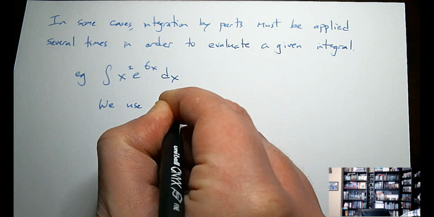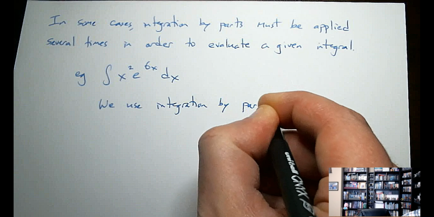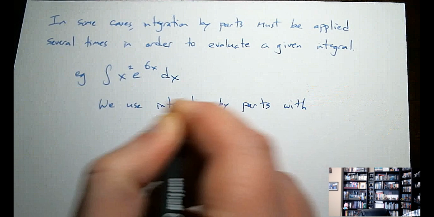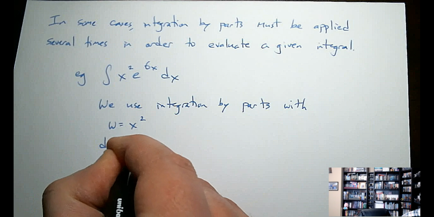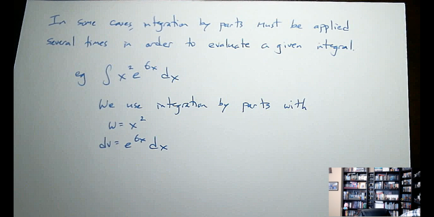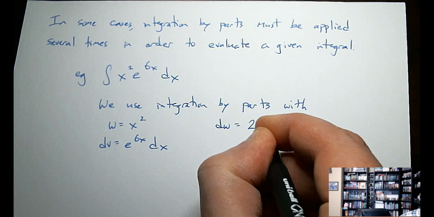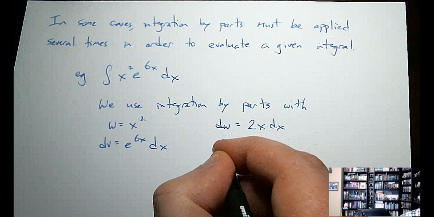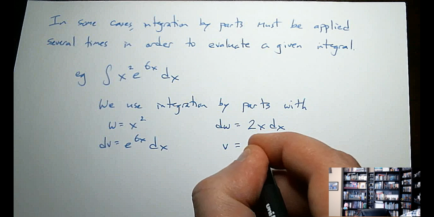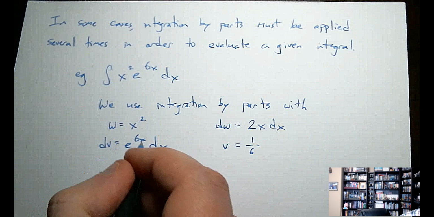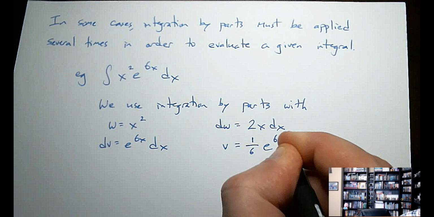So let's do it that way. We'll use integration by parts with w equal to x squared and dv equal to e to the 6x dx. So then our dw is going to be 2x dx, and our v, antiderivative of e to the 6x, is 1/6 because of that pattern of linear composition, times e to the 6x.